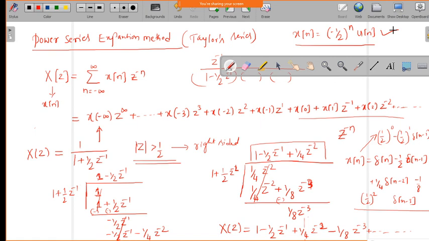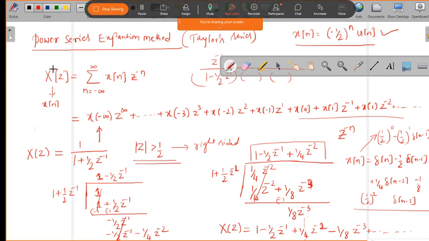Okay, so this is about the power series expansion method. So understood? Any doubt in this? How we can express? Hello? So any doubt? Anybody?